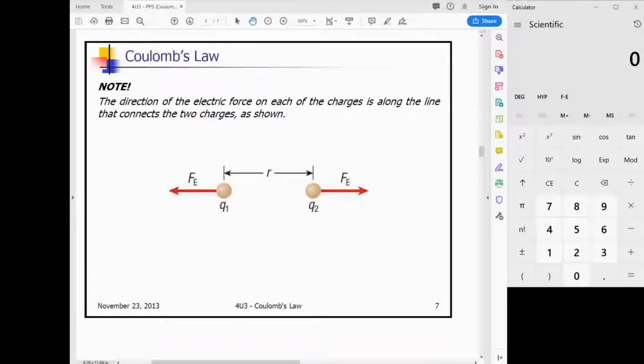Now, one other aspect, though, with gravitational force, we always know the direction is attractive. So they're always going towards each other. With electrostatic force, we have to consider whether both objects are the same or whether they're different, opposite. If they are opposite, the forces would be attractive. If they were the same charges, they would be repulsive, so they would be acting out.